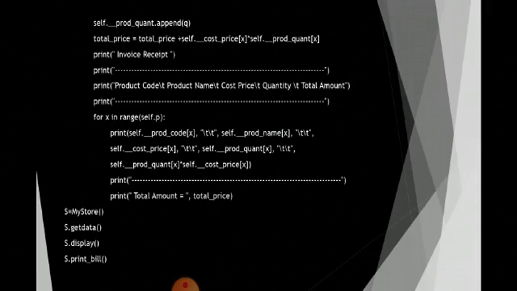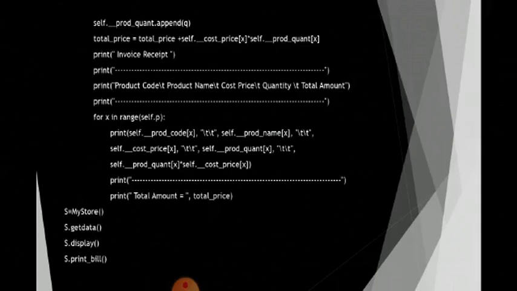So for x in range self.p, print self.product_code of x, comma, \t\t. This \t is used to leave one tab space. Okay, here \t\t is there, so it is used to leave 2 tab spaces between these names. So it prints the code, and then the name, and then the cost, and then the quantity of that particular item. This is repeated until the products are finished, that is, for all the products you buy, it is repeated.